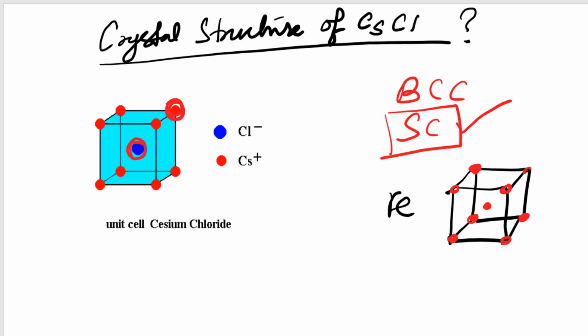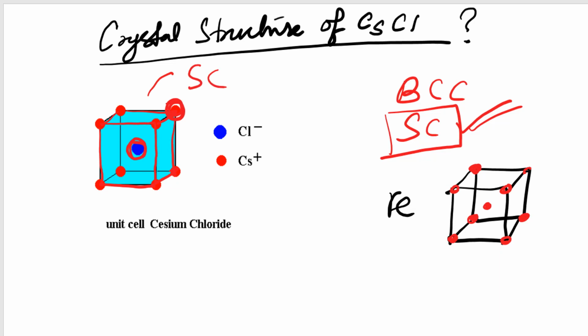Why can we say simple cubic? Because if you see the atomic positions in simple cubic, all the corner atoms will be occupied by one type of atom. So you can see here all the corner atoms are occupied by this one type of cesium atom. So that's why we call it a simple cubic.